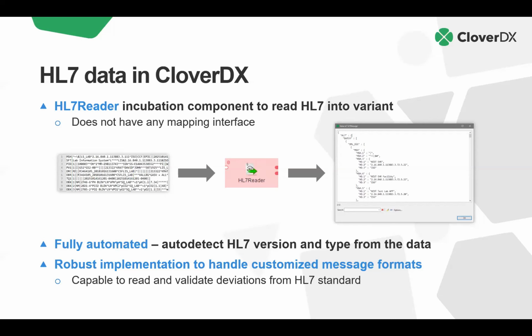For example, we have ideas about a nice mapping user interface for HL7. So instead of converting directly to variant, you'll be able to pick which part of the message you want to handle, similar in a way to what we do with XML or JSON files.